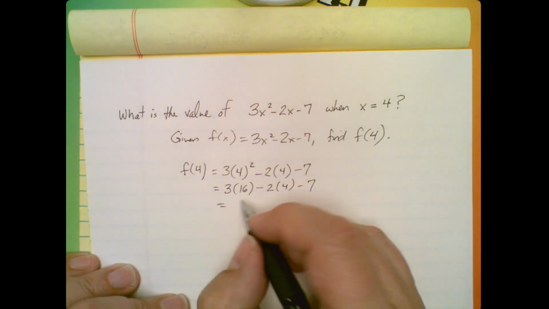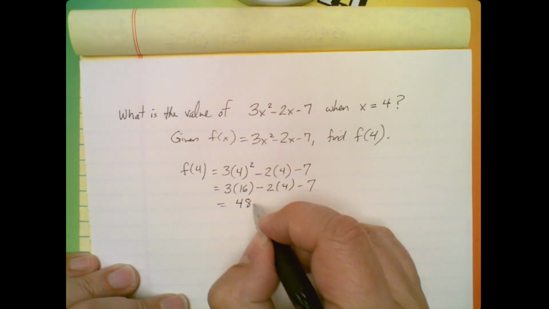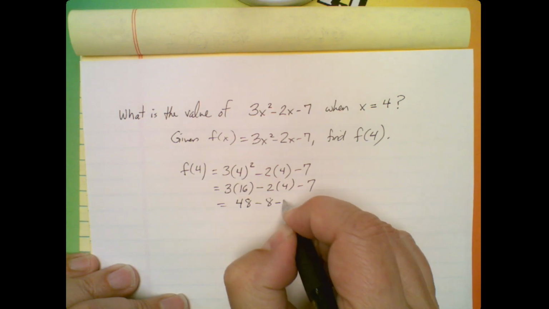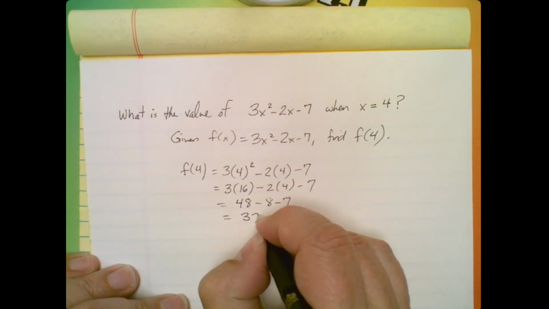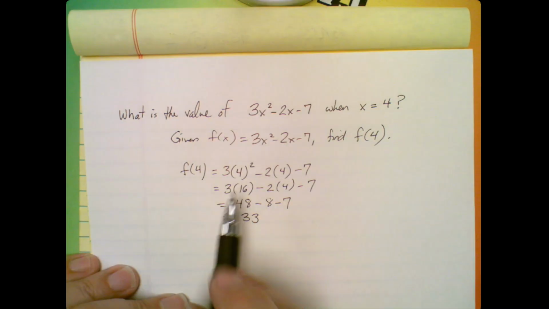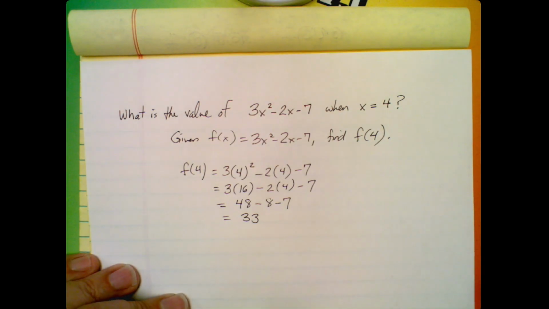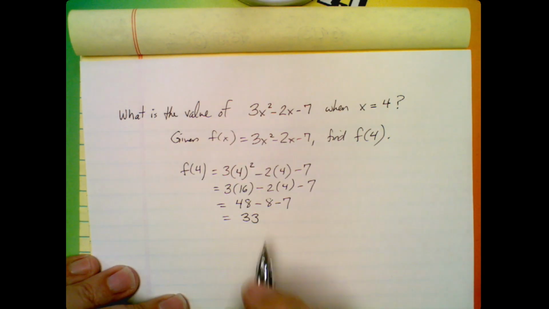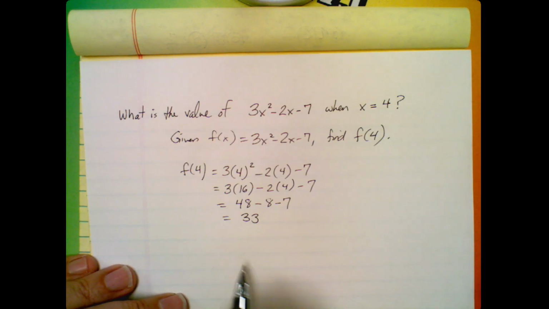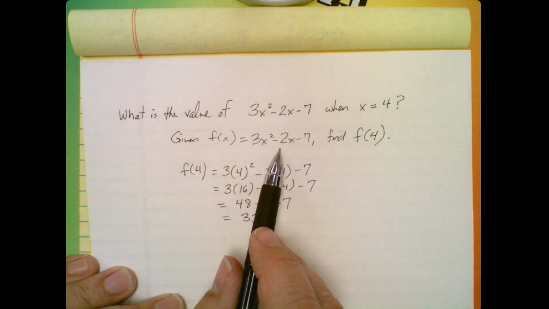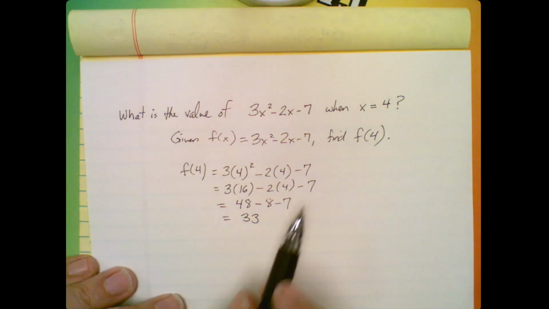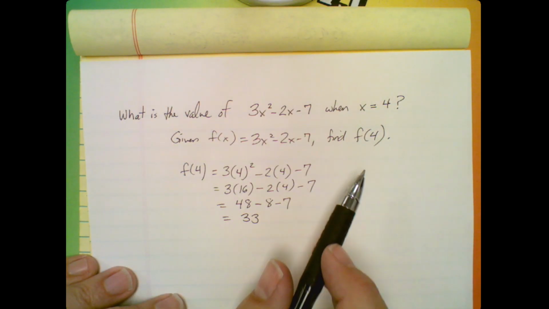Now we do the multiplications. That's 48 minus 8 minus 7, and that comes out to 33. So apparently, f of 4 is 33. Now, that's fantastic. As it happens, that's not the only way you can figure out what the value of this is when x is equal to 4. That's not the only way to figure out f of 4.